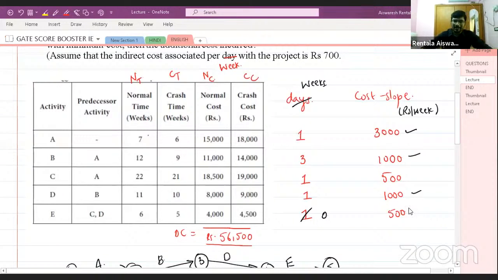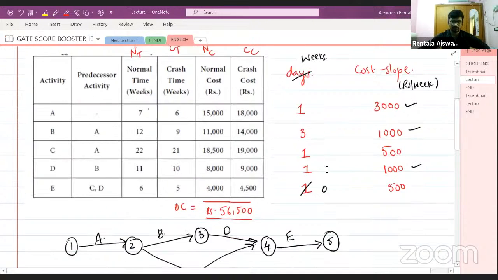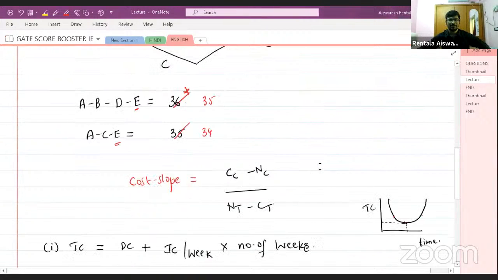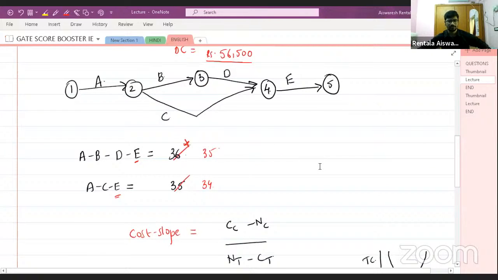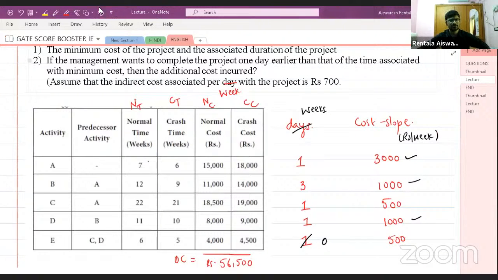So among A, B, and D, you have to choose. What is the minimum cost slope among A, B, D? B is also having minimum cost slope, and D is also having minimum cost slope. Now it is your wish. As you are getting a tie, you can choose randomly any activity. Maybe you can choose B, or maybe you can choose D also. It is your wish. Let me choose B only.